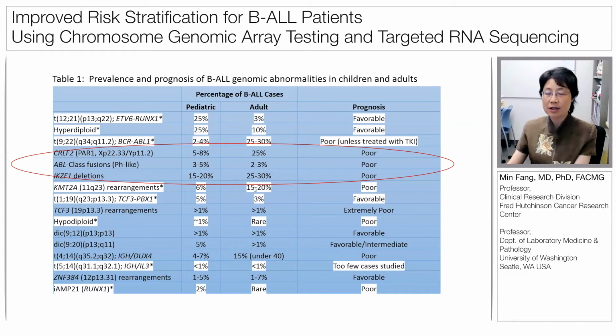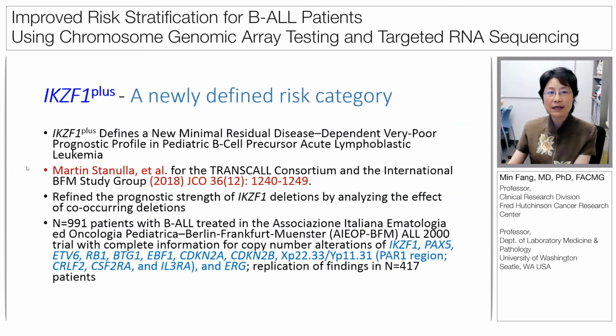So for the IKZF1 deletions, because it's frequent and early evidence showed some poor prognostic association of this category, but subsequent literature is very inconsistent about the prognostic strength of that genomic category. A recent paper from Europe was able to refine the prognostic significance of IKZF1 deletion by analyzing the effect of co-occurring deletions of the B-cell development pathway genes, many of these listed here. So they were able to define a special category, which they call IKZF1plus. It's a new MRD-dependent, very poor prognostic risk category.